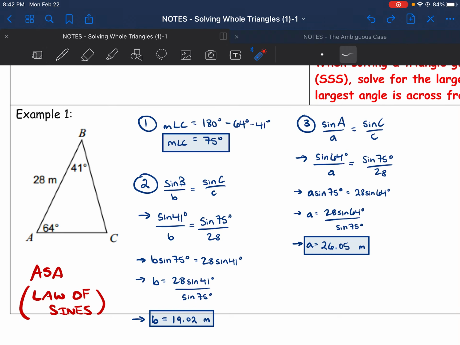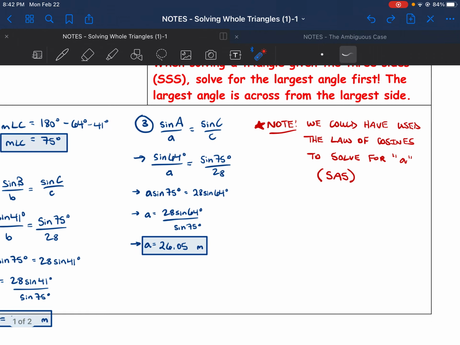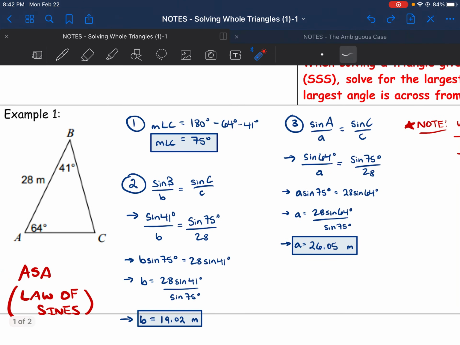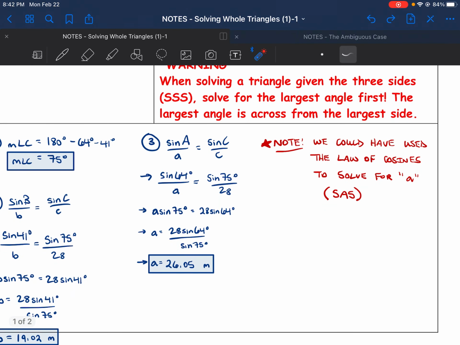And we'll have our measure for side A, which would be 26.05 meters. But again, I want to reemphasize, we could have used law of cosines to solve for A using side, angle, side. This side, this angle, and this side B, which we had just found at that point. So if you wanted to use the law of cosines, you could have. Again, I prefer the law of sines, when it's available at least.